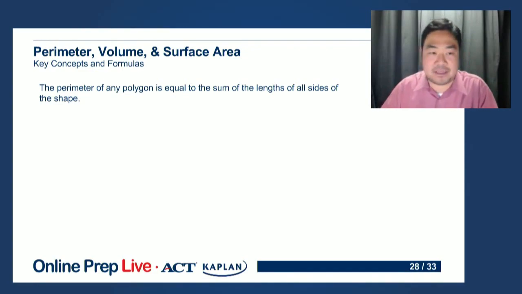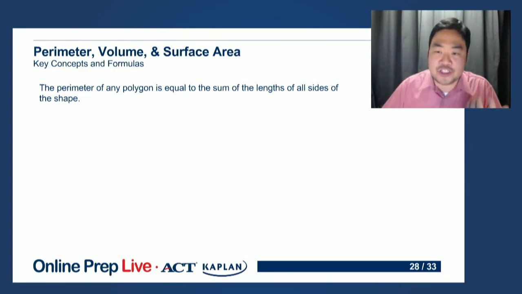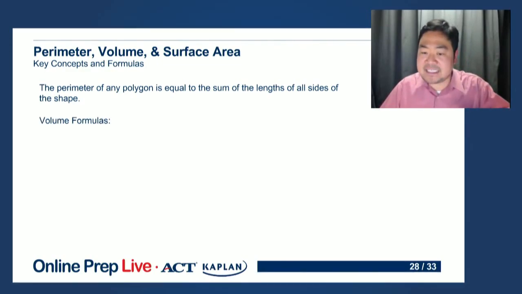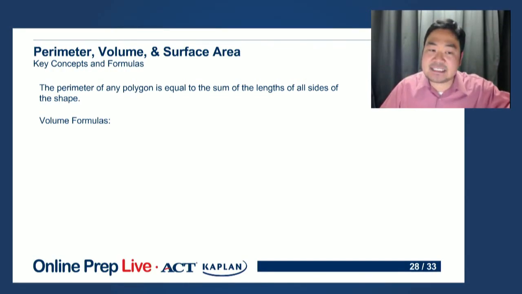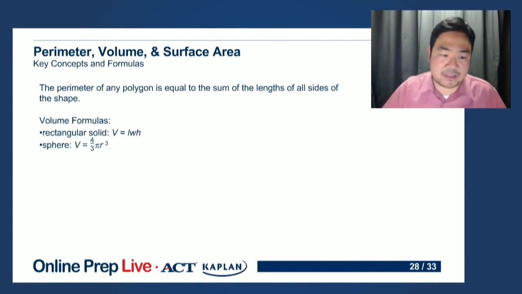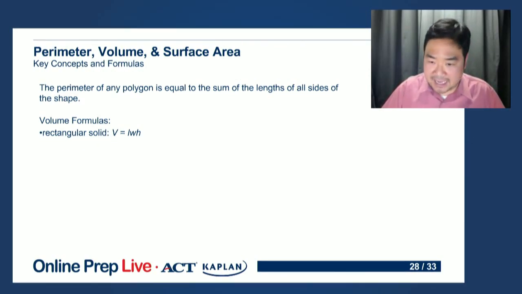Now, we're going to see these formulas on the screen. I don't want you to get consumed about memorizing each of these formulas right this second. But these are the volume formulas to remember. Volume is the space inside a three-dimensional figure. Rectangular solid is given there as volume is equal to the length times the width times the height.